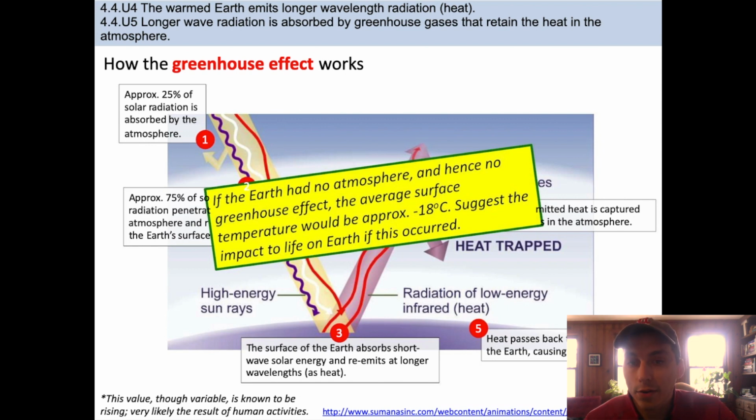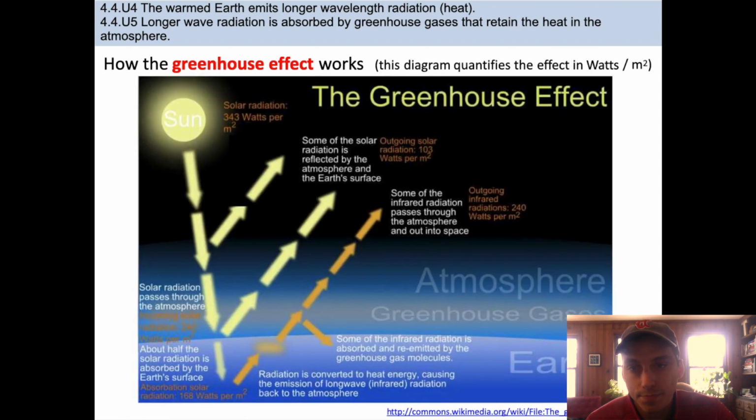So it says here, if the Earth had no atmosphere, the average surface temperature would be about negative 18 degrees Celsius, which is very, very cold. So it's a really good thing that we have the greenhouse effect, but it's kind of working against us when we add more greenhouse gases.